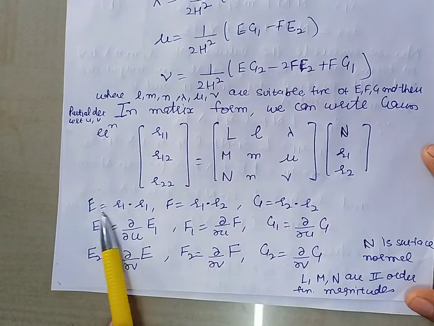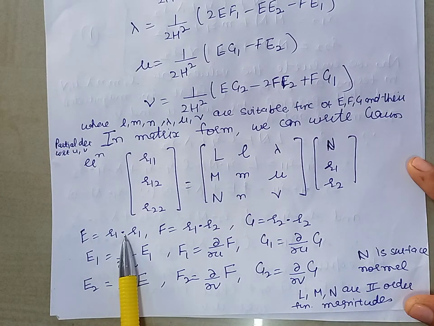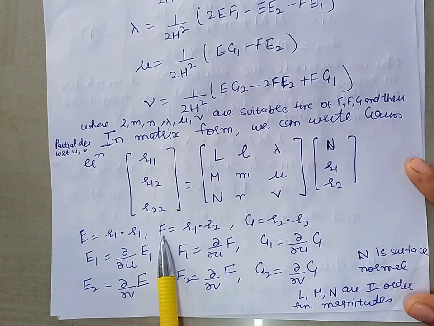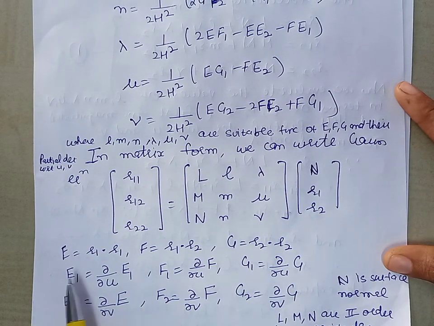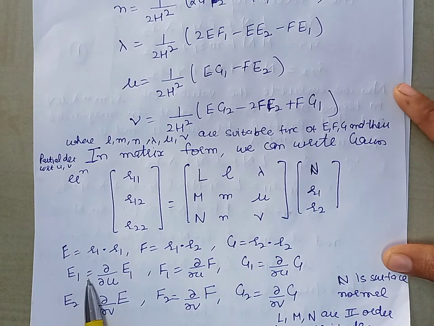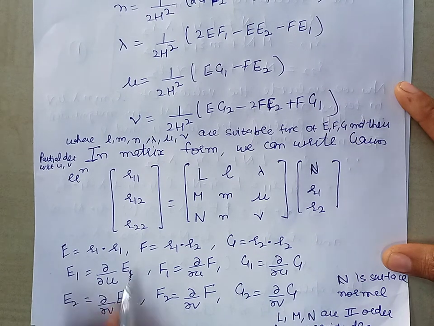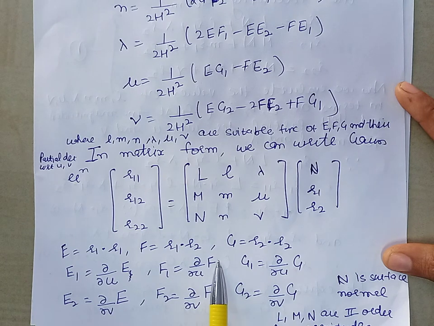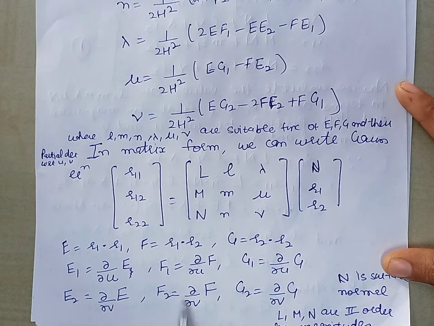And E, F, G are the fundamental magnitudes, as we already discussed in chapter 4. E is given by dot product of R1 with itself. F is given by dot product of R1 with R2. G is given by dot product of R2 with R2. Suffix 1 and 2 denote partial derivatives with respect to u and v. For example, E1 means partial derivative of E with respect to u. F1 means partial derivative of F with respect to u. G1 means partial derivative of G with respect to u. E2 means partial derivative of E with respect to v. F2 means partial derivative of F with respect to v. G2 means partial derivative of G with respect to v.